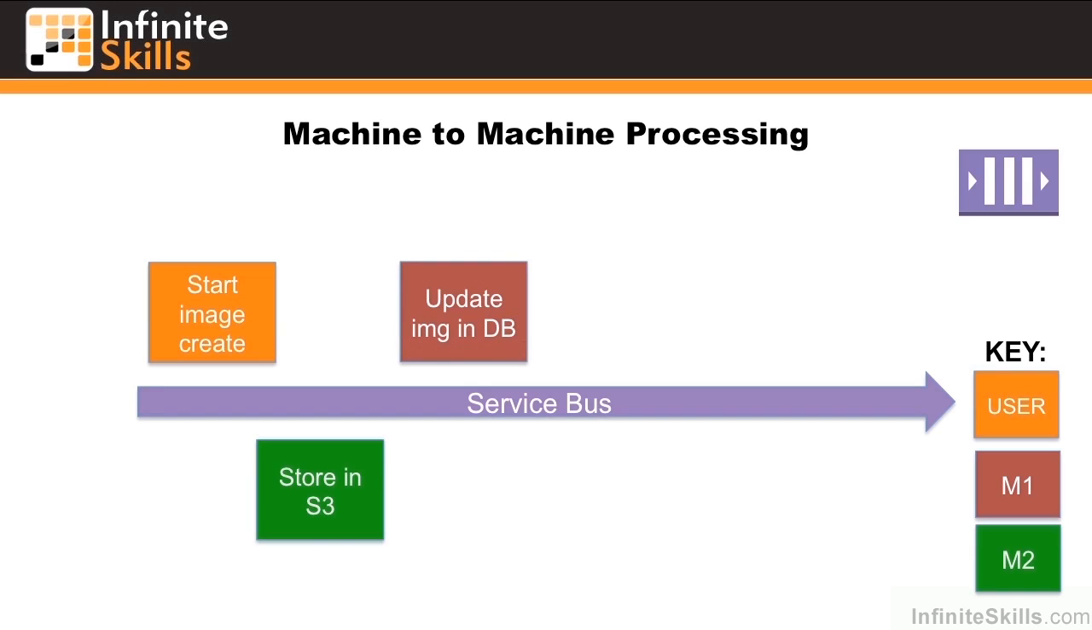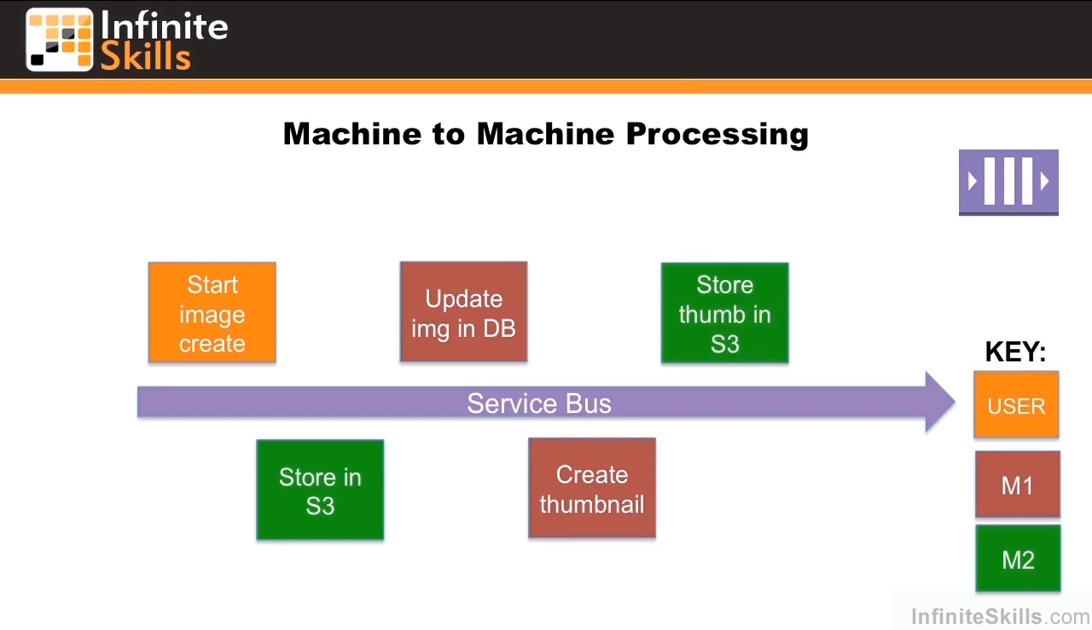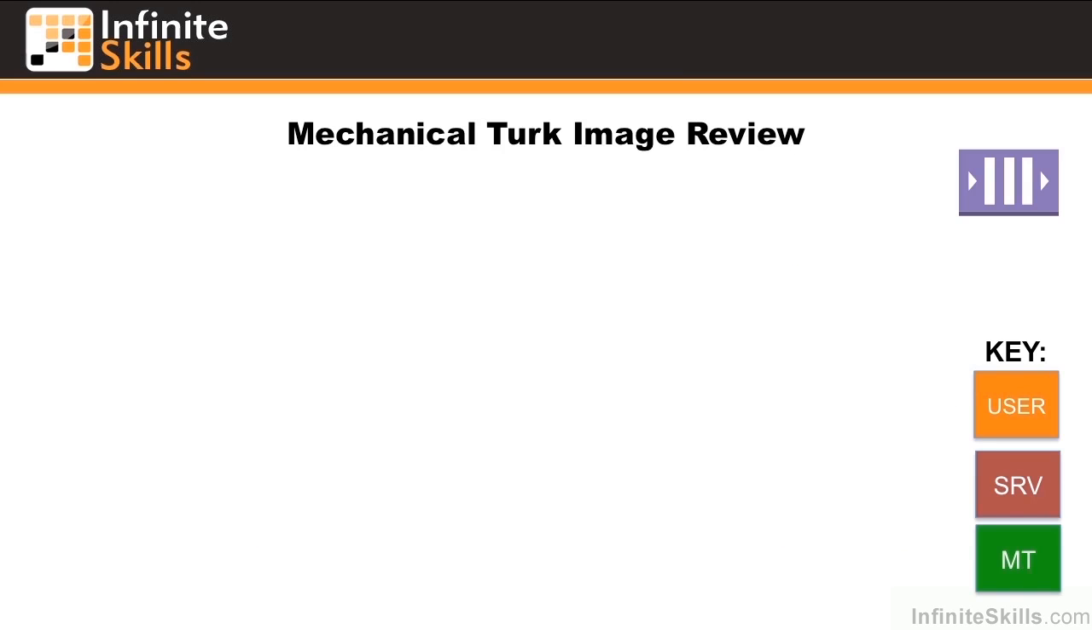The second machine, which takes care of database interactions, will update the image in the database and create a thumbnail. The storage machine can then pull that message off and store the thumbnail back in S3. And after that's happened, the processing machine can then update the thumbnail in the database.